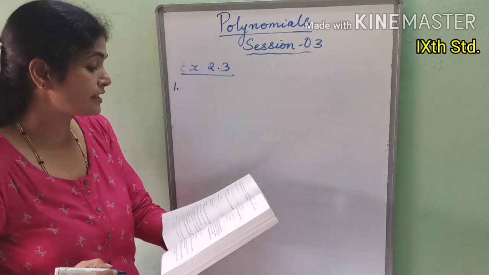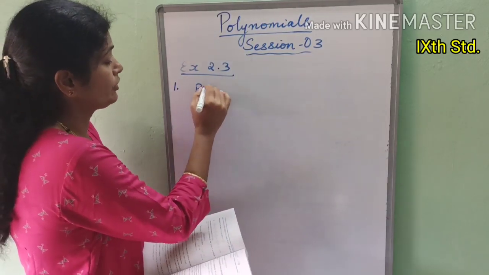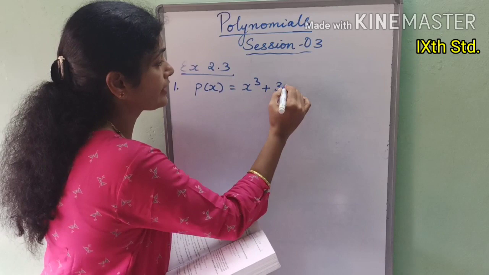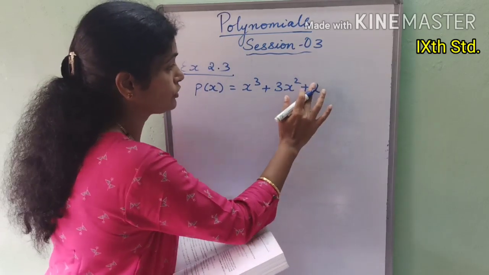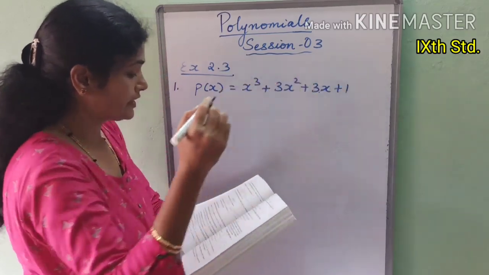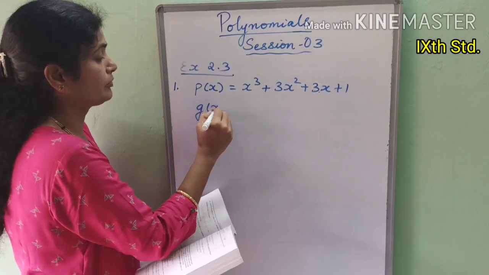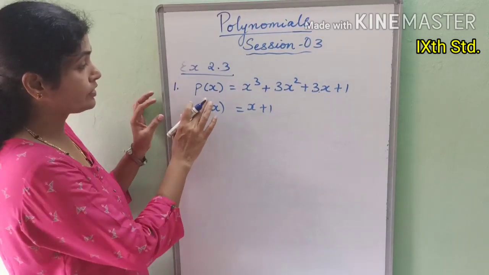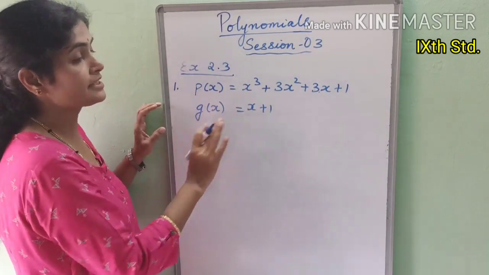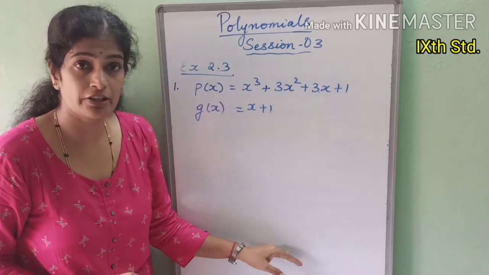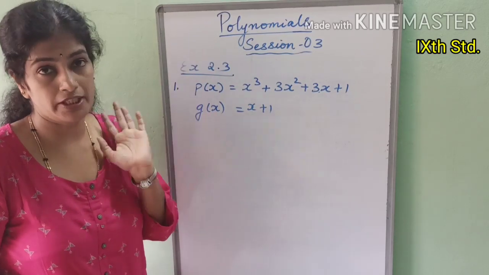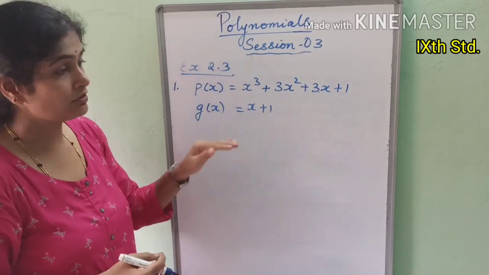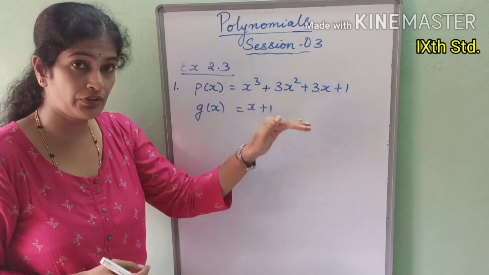The first question says: find the remainder when the polynomial P of x equal to x cube plus 3x square plus 3x plus 1 is divided by another polynomial g of x, which is x plus 1. You have to find the remainder of P of x when it is divided by x plus 1. We will not do the long division process here. We will use the remainder theorem. According to the remainder theorem, whatever the divisor is, you find its zero, then substitute that zero in P of x, and the value we get will be the remainder.